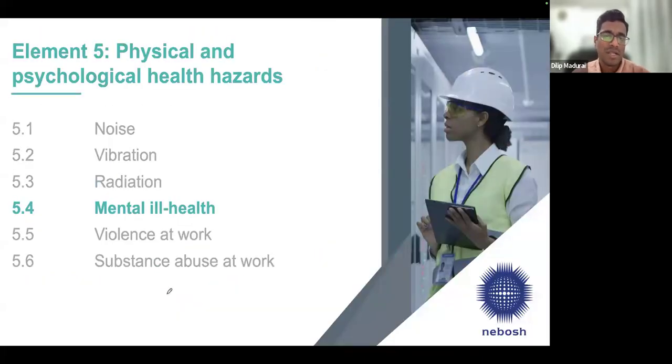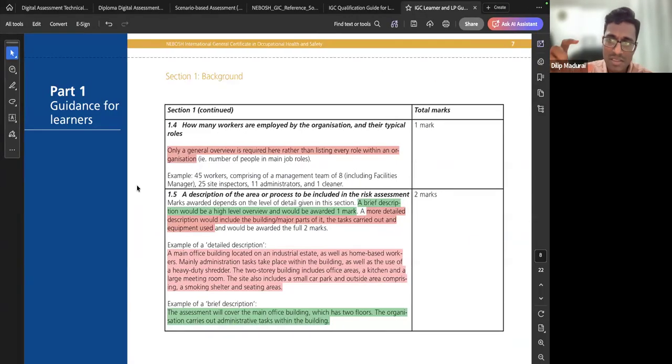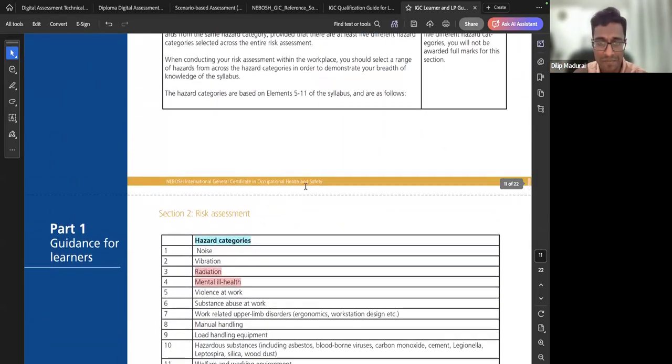Next part is mental ill health. So from here, it will start with psychological health hazards. So what we covered is physical health hazards, which includes noise, vibration, and radiation. Okay. Now, in this particular learning outcome, as you see, there are six hazard categories from this list. Okay.